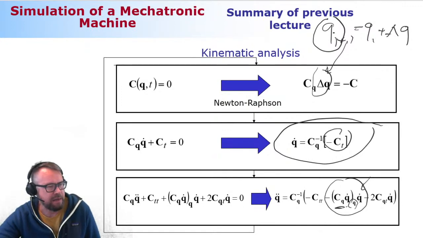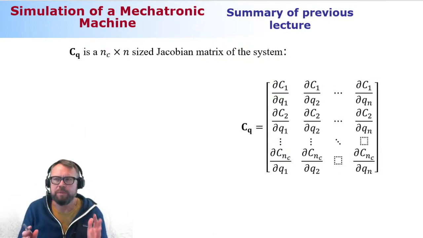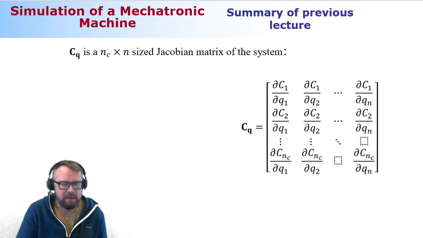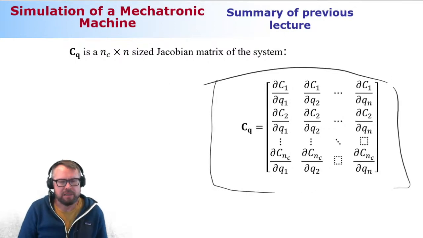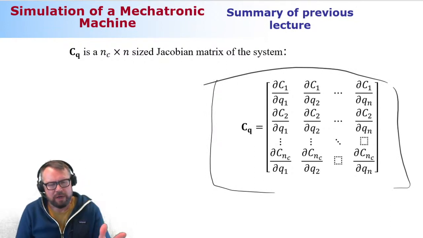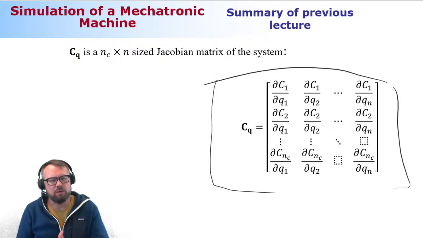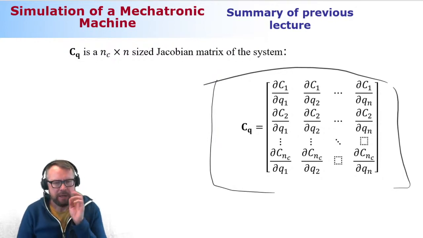Okay, so that's kinematic analysis. And for sure, something that will be asked in the written exam, midterm exam, is this Jacobian matrix. The Jacobian matrix is a matrix that you can obtain by differentiating all your constraints with respect to all your generalized coordinates. And based on the dimension of the Jacobian matrix, you can tell the number of degrees of freedom of your system. Now, this is what I definitely recommend you to do.